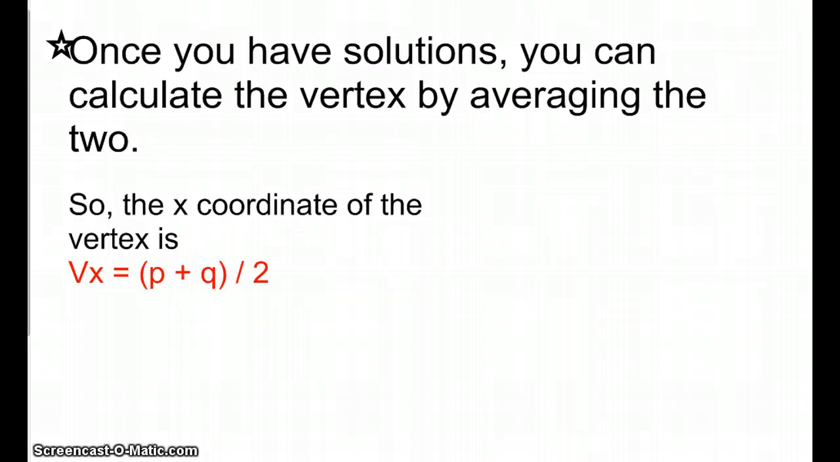So once you have the solutions, the x-intercepts of the equation, you can actually calculate the vertex by averaging the 2 points. So the x-coordinate of the vertex, instead of using negative b over 2a, you can calculate the x-coordinate of the vertex by averaging p and q. You add p plus q and divide by 2, and that will be the x-coordinate of the vertex.